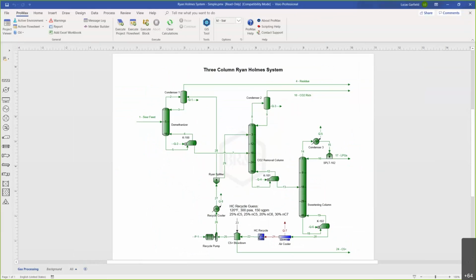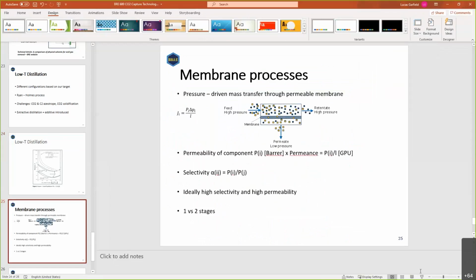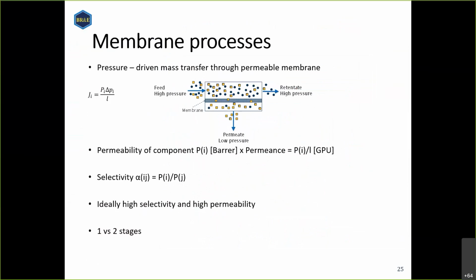All right. Last topic today, we're just going to briefly talk about membranes. New to ProMax 5.0, we've got a fantastic new membrane block. Basically the idea behind membranes is that you've got a pressure-driven process. You have some membrane made of a polymer, and it's going to have different permeabilities for different components. And what we'd like to do is allow CO2 to pass through the membrane, and keep our natural gas on the retentate side.